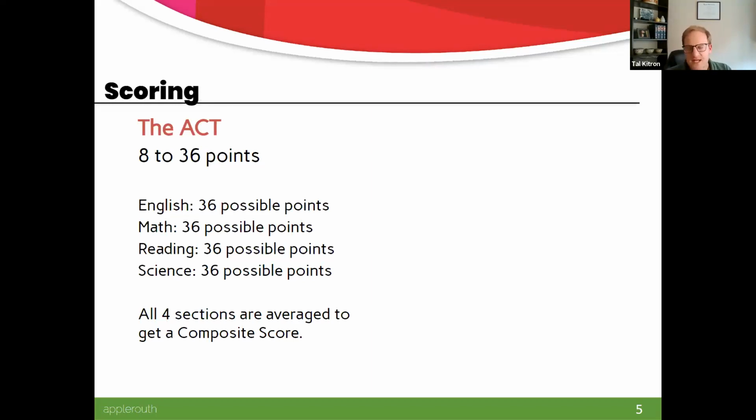We'll talk about taking the test more than once, how that helps people reach full potential, but also how superscoring can really impact the end composite score you put on college apps. So we'll get to that a little bit later.